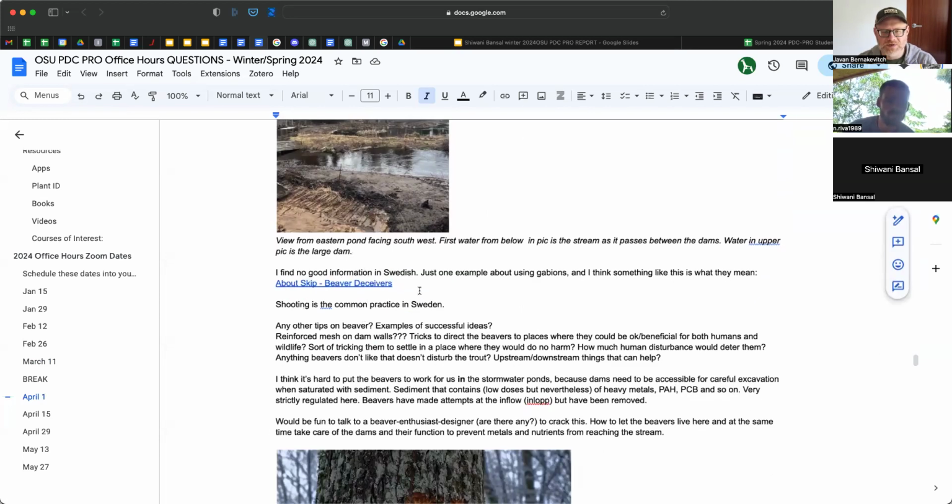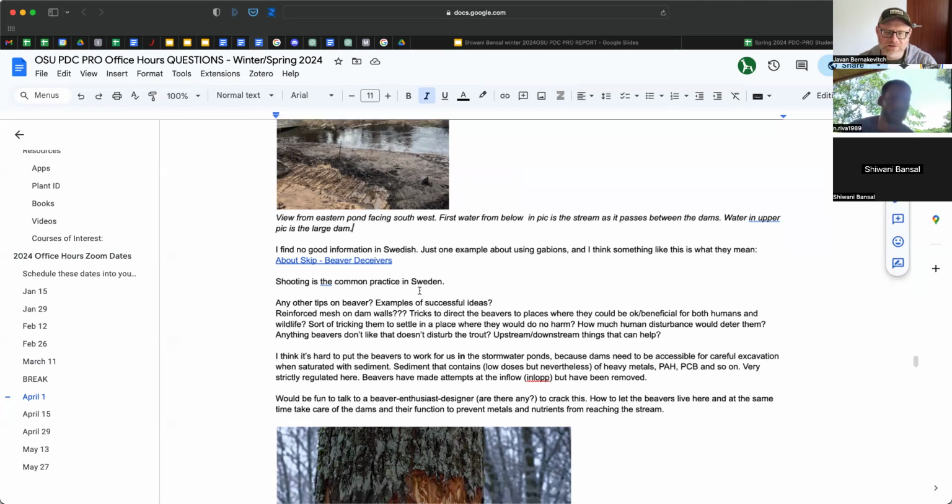Any other tips on beavers, successful ideas, reinforced mesh on dam walls, tricks to direct the beavers to places where they could be okay or beneficial for humans and wildlife, sort of tricking them into settling in a place that would do no harm? How much human disturbance would deter them? Anything beavers don't like that would disturb the trout, upstream, downstream? I think it's hard to put the beavers to work for us in the stormwater ponds because the dams need to be accessible for careful excavation when saturated with sediment.